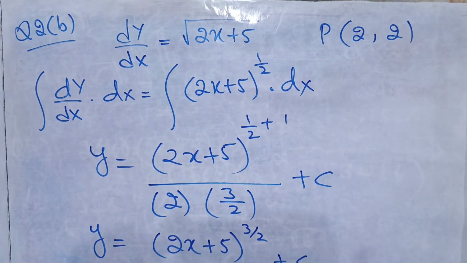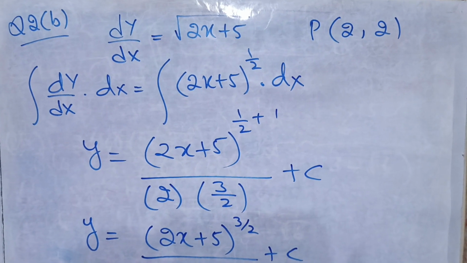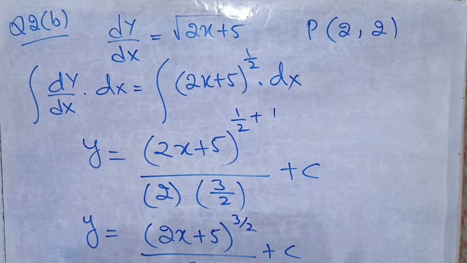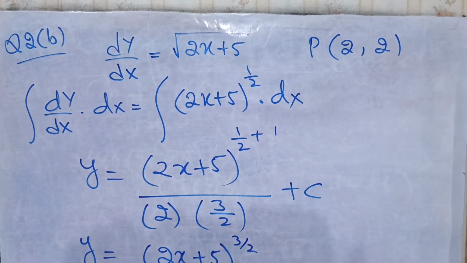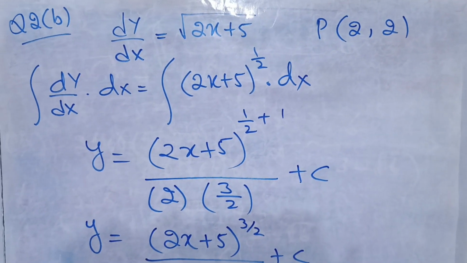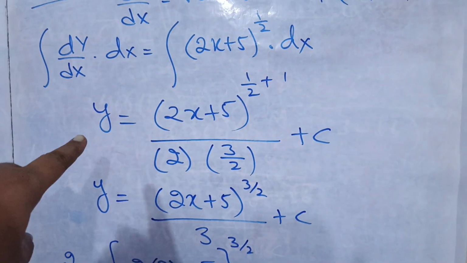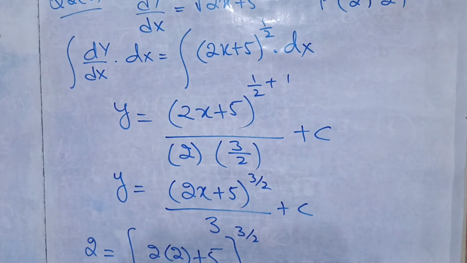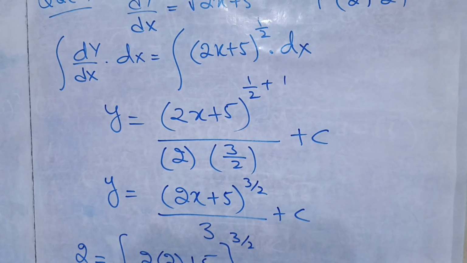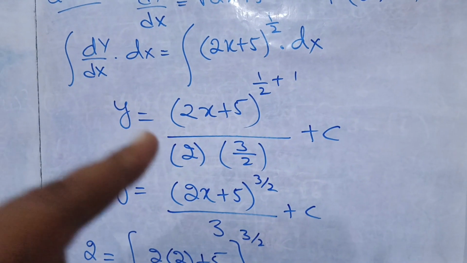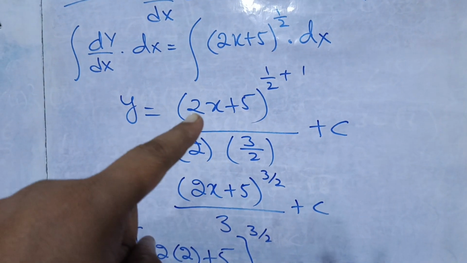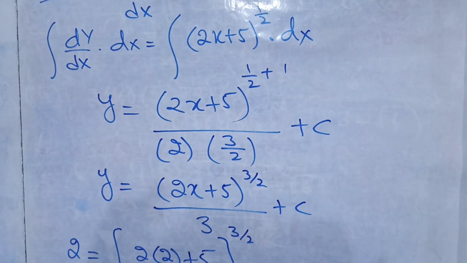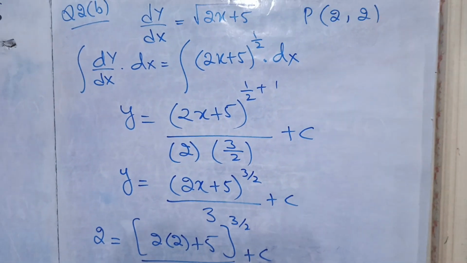So we will integrate both sides, dy by dx into dx, equals the integral of (2x plus 5) whole raised to power, the radical sign means raised to power 1 by 2. So this side will become y. On this side the power will be increased by 1, so (2x plus 5) raised to power 1 by 2 plus 1, which is 3 by 2. With the same number we will divide. Whatever is the coefficient of x, with the same number I will divide, and plus c.